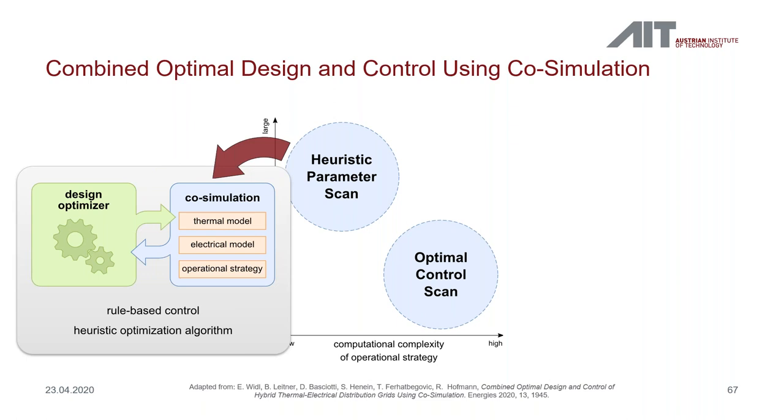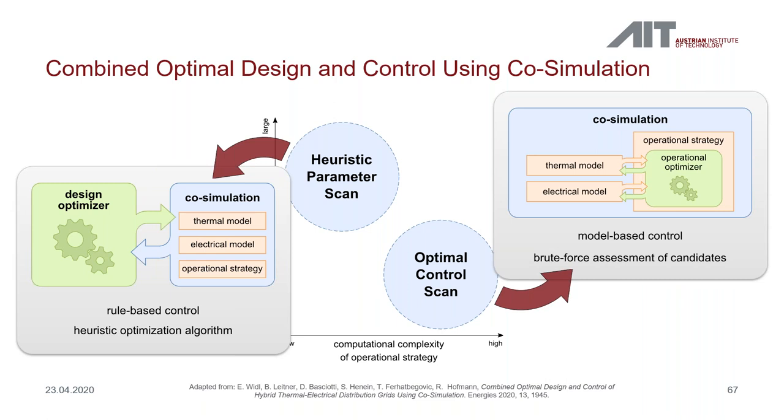On the other hand, you can also say, okay, I want to go into optimal control. This still allows you to use a co-simulation approach, but the figure tries to visualize that here the operational optimizer is actually part of the simulation program. So you have the thermal model, you have the electrical model, and then you have a controller that intrinsically tries to optimize the system, typically using a model-based control approach. And then if you have just a few candidates to go through, you can basically try out all.